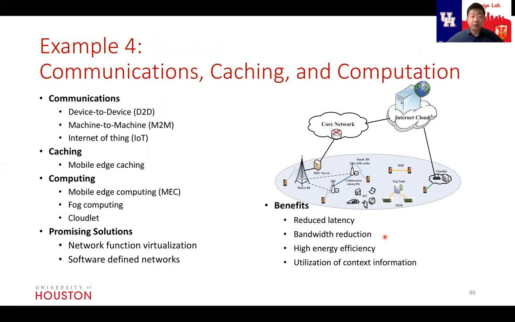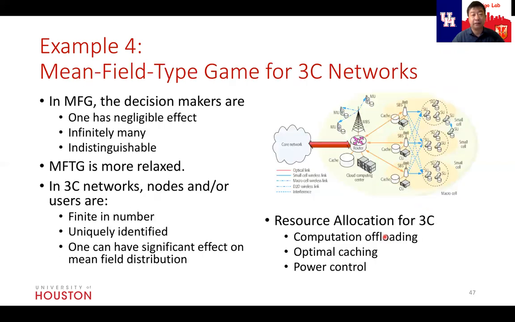For communication, we can have different types like D2D, M2M, IoT communication. And caching, we can have mobile edge caching. For computation, we can have edge computing, fog computing, and cloud computing. And in the solution, we can have network function virtualization, software-defined network, and all those things will become billions of devices together. And then we can use the mean field game to quantify them, to reduce latency, reduce bandwidth, improve energy efficiency, and many other things.